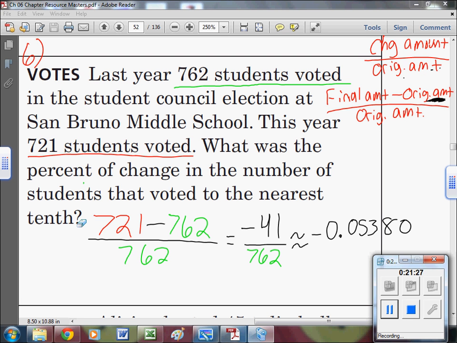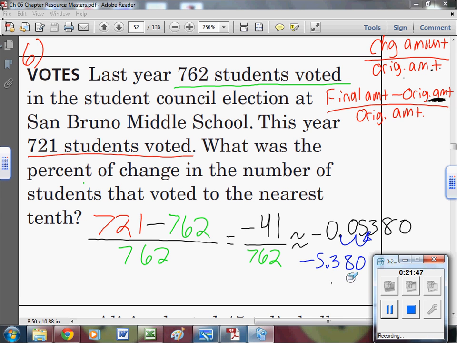It says now that voted to the nearest tenth. So once we get our percentage, we're going to round that to the nearest tenth. So we'll move this decimal twice. So it goes after the 5, before the 3. So that tells us negative 5.380. Now it says round to the nearest tenth.